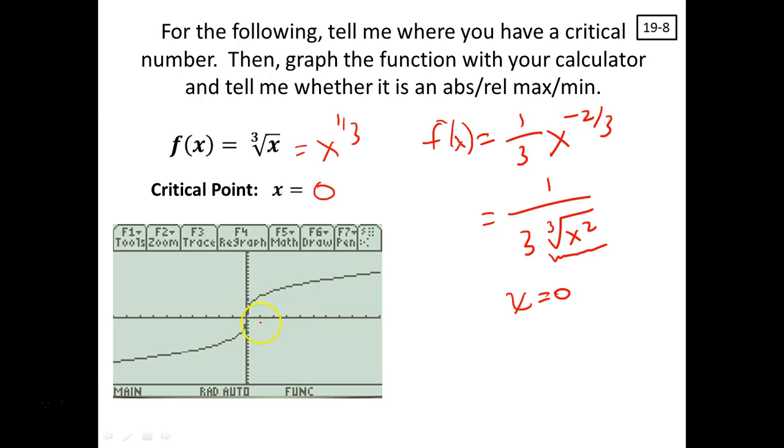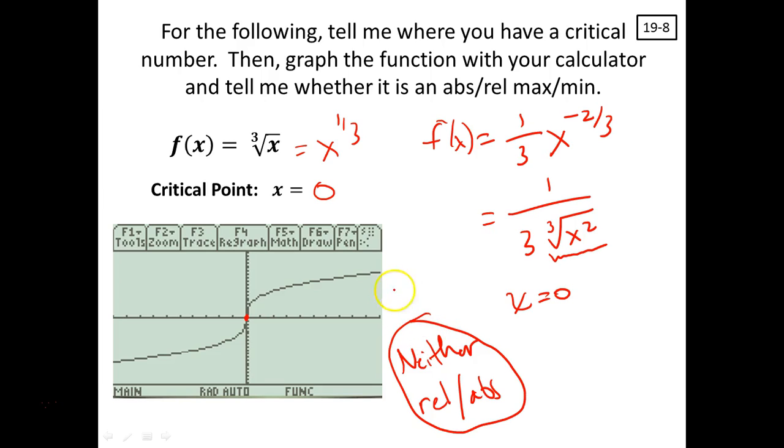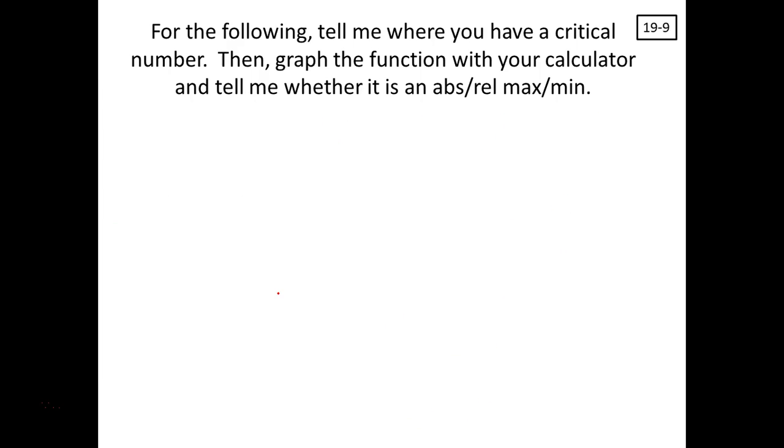Use your calculator, graph it, and what you notice is that this critical point is neither a relative nor an absolute max or min. This is very interesting: here is a critical point where it's neither. Now remember what I said. I said a critical point is a place where you can possibly have a max or min, not guaranteed. All right, so let's do one more and then we'll be done for this video.